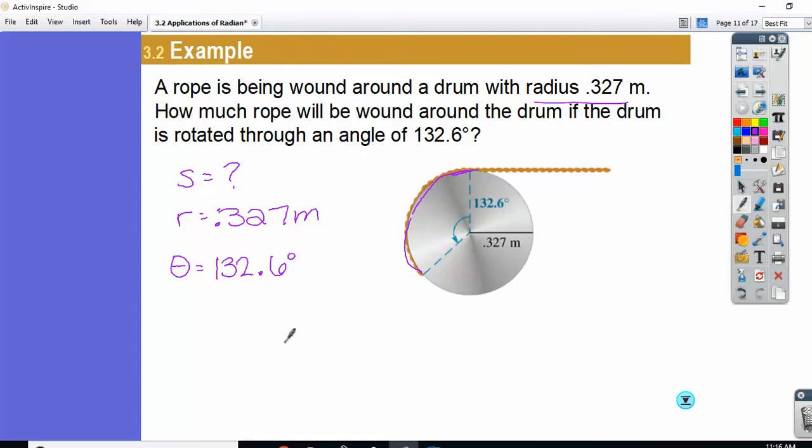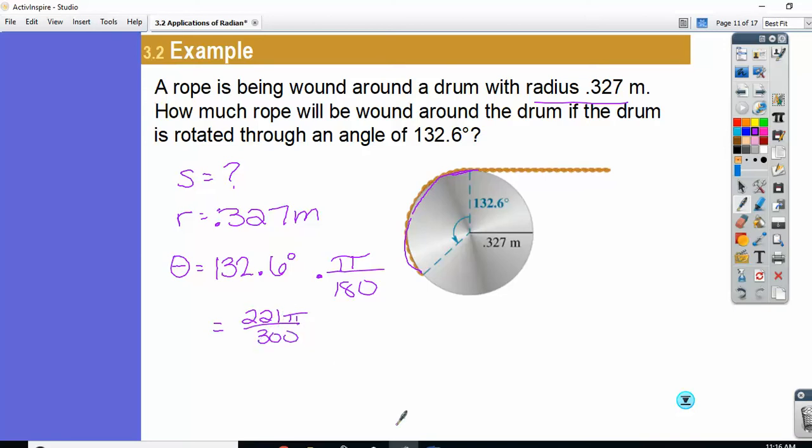So what do I need to do here? Convert to radians. How do I change degrees into radians? Times pi over 180. Okay. So I'm not going to plug in the pi. I'm going to do 132.6 over 180. You get a repeating decimal, so go ahead and give that to me in fraction form. So that's 221 pi over 300.